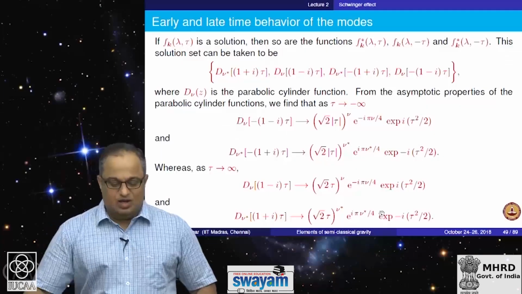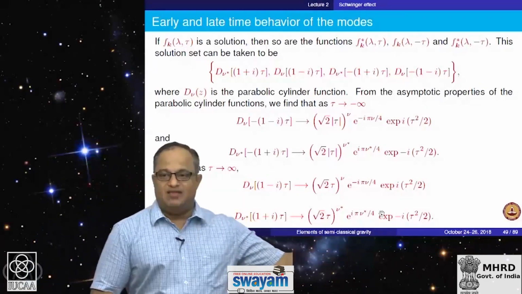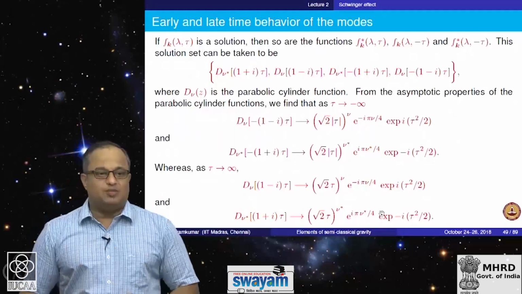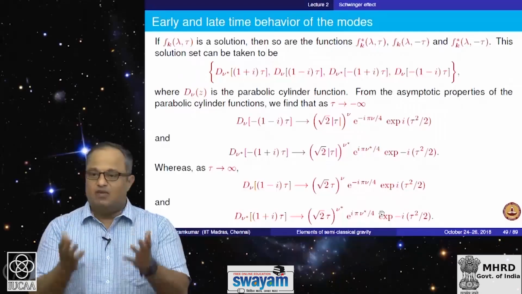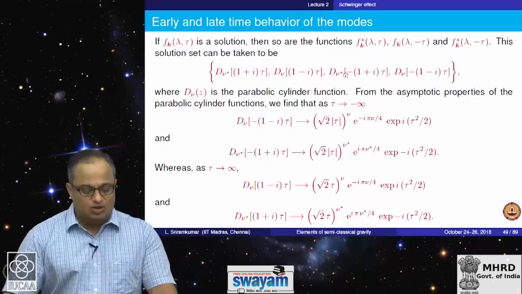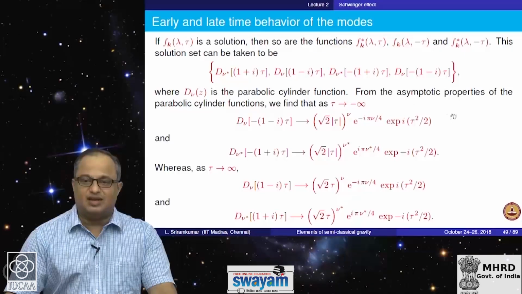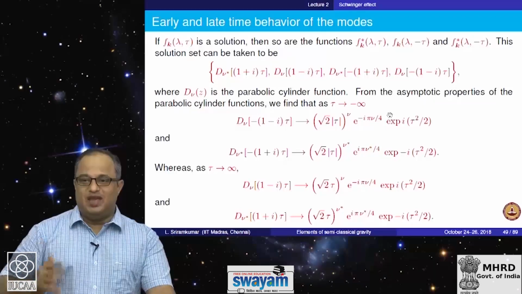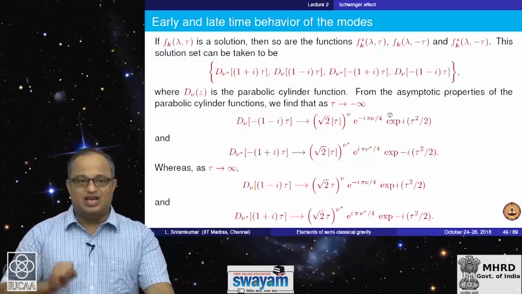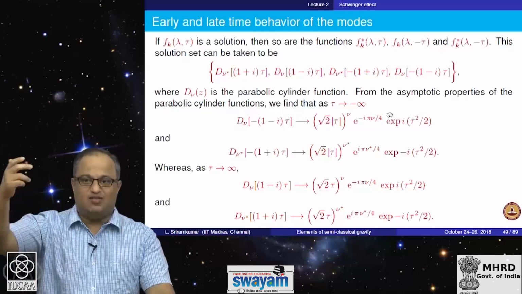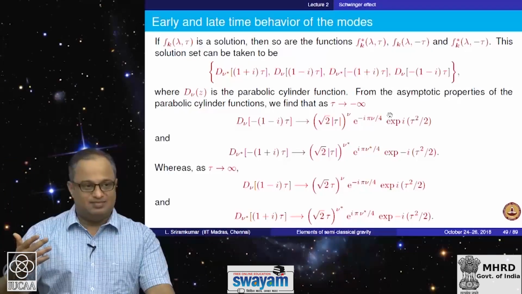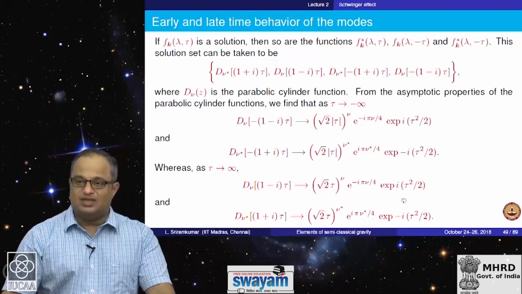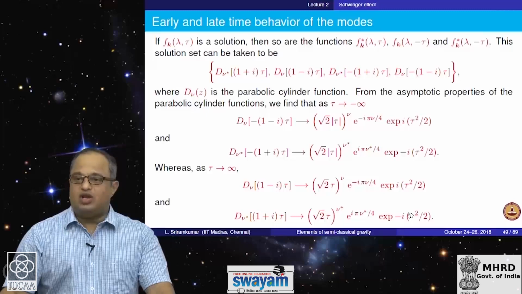Now, what do we need? You want to understand the asymptotic behavior of these parabolic cylinder functions, and you can look up some standard texts like Gradshteyn and Ryzhik, which will list these properties. As tau tends to minus infinity, notice how it behaves. Instead of e to the power minus x squared, it behaves like e to the power plus or minus i tau squared, because the frequency of the oscillator has become imaginary. And as you can imagine, as tau tends to plus infinity, you have the same behavior. Now, what do you need to do?